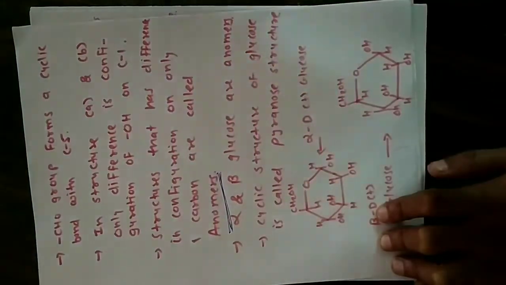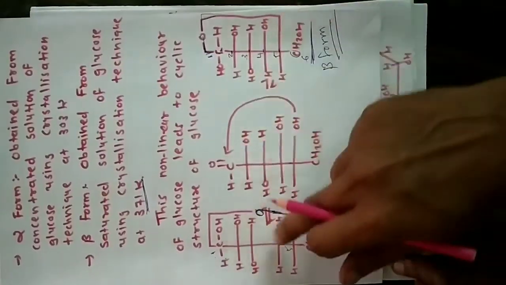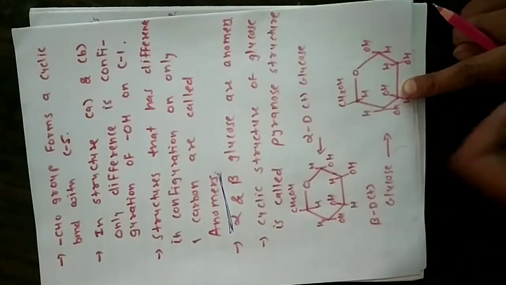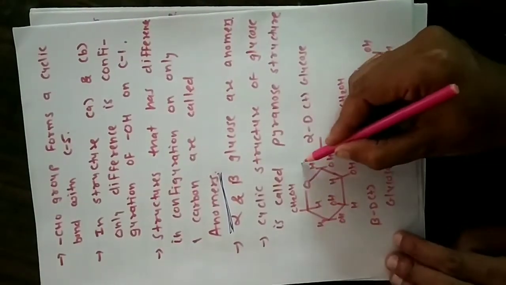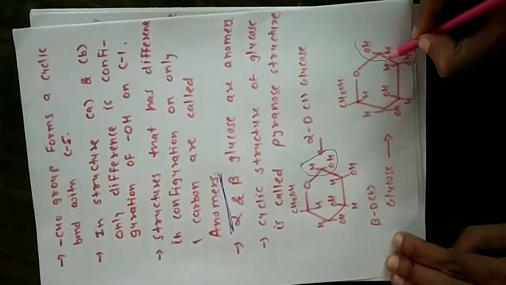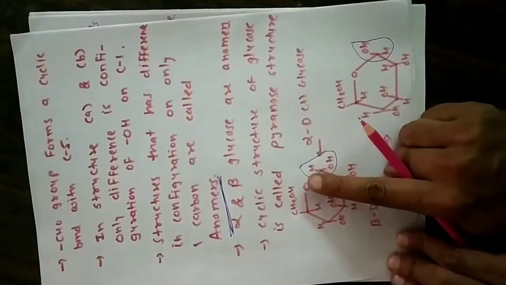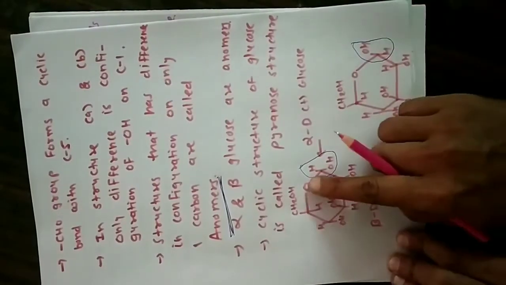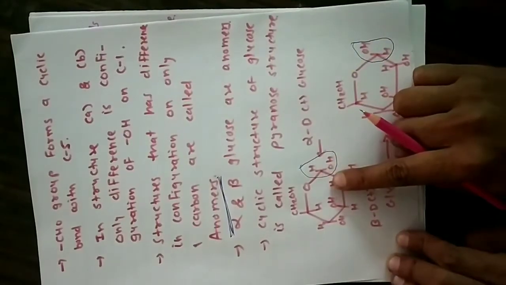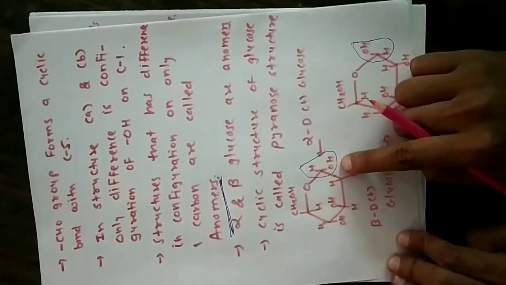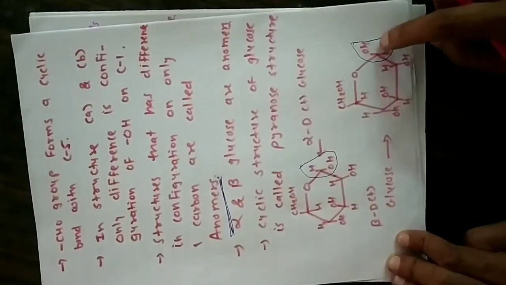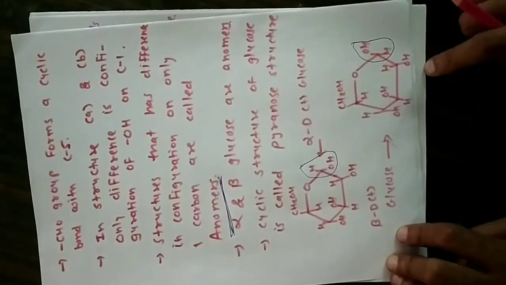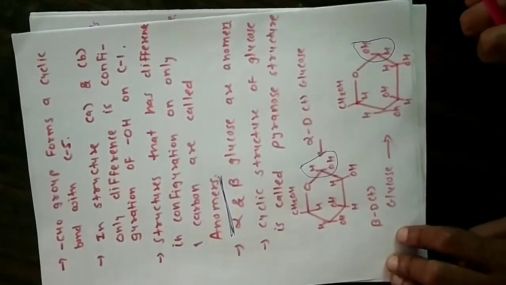Now, these cyclic structures can be drawn as these two structures. You can see what the difference is here. Check out the position of hydrogen and OH group here. It is different from each other. In alpha D glucose, OH is on the downside. In beta D glucose, OH is on the upper side. So this is the cyclic form of glucose, alpha form and beta form.